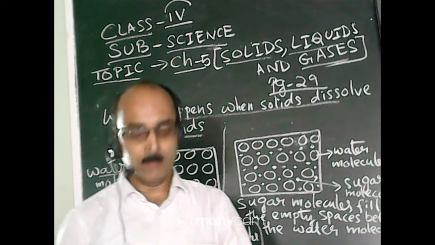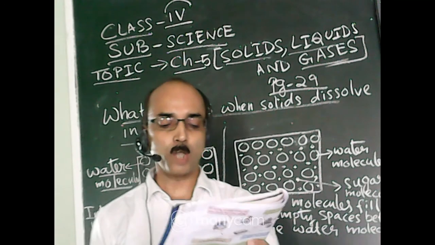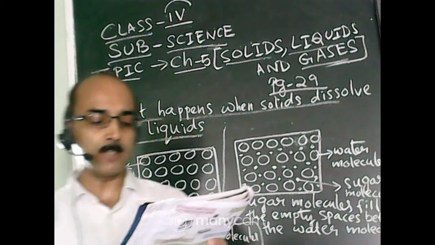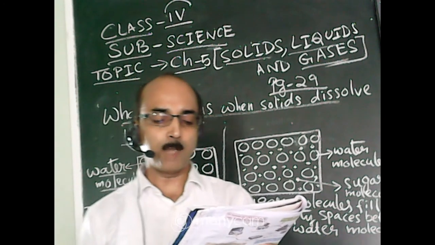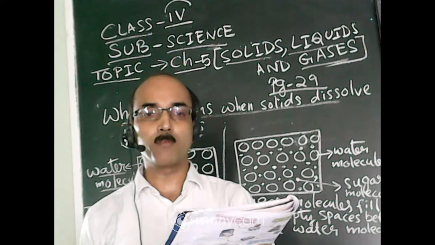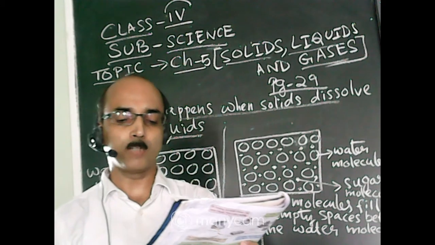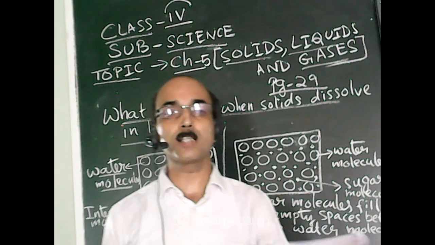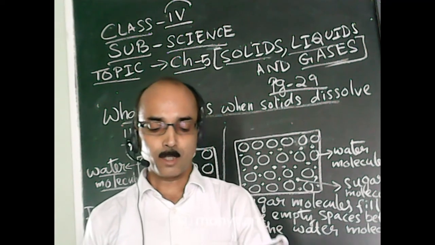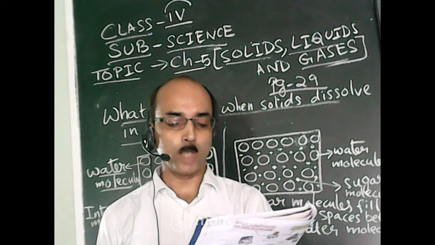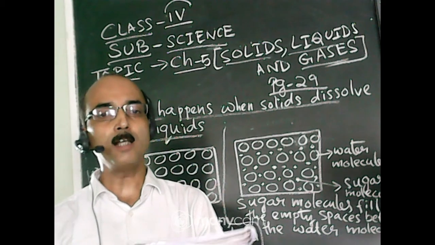Now we will also learn today solute, solvent and solution. This is also given on page number 29. In the above activity, we have prepared a sugar solution by dissolving sugar in water. There are many other things which get dissolved in water. The substances that dissolve in a liquid are said to be soluble in that liquid and are called solutes. For example, sugar and salt. Here in this activity, sugar is the solute.